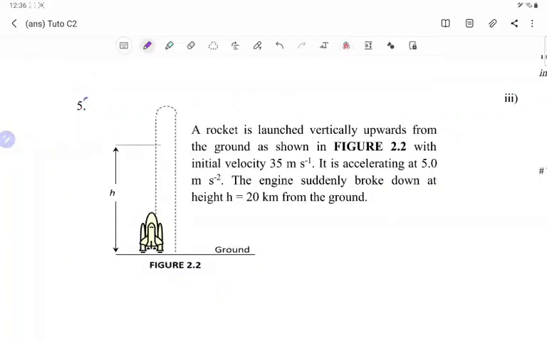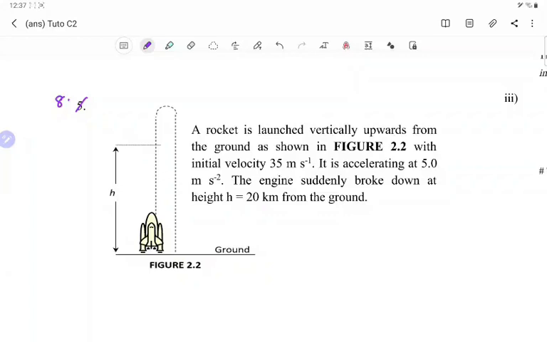Okay, so number 8. The most asked questions. Ramai yang keliru dekat soalan ni. So basically, this is a rocket situation. This rocket is launched vertically upwards from the ground with initial velocity 35 meter per second. It is accelerating at 5 meter per second squared. The engine suddenly broke down at height h equals to 20 kilometer from the ground. Okay, so for this question, you are lucky enough because there is a diagram for you.